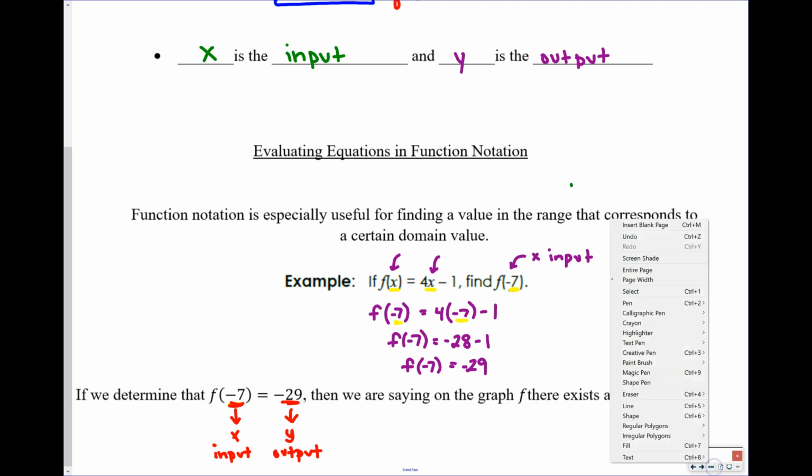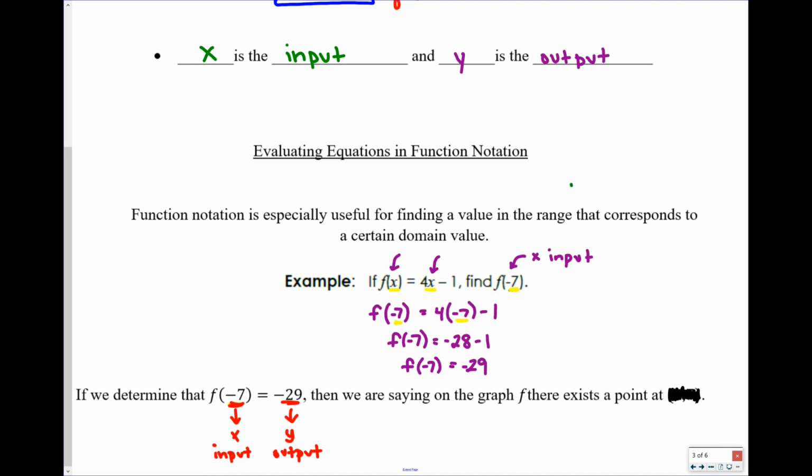There actually exists a point then. So my x value is -7, and my y value is -29. That's what this is saying. X is -7, y is -29. So I have a point here at -7, -29 if I were to graph this equation 4x minus 1. So function notation helps us see that if we have an input of -7, we get an output of -29. It's all about these inputs and outputs, and function notation helps us do that.